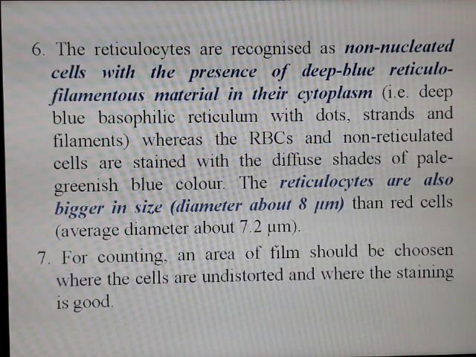Again, the reticulocytes are also larger in size. Their diameter is about 8 micrometers or 8 microns, whereas we know that the average diameter of a red blood cell is about 7.2 micrometers or 7.2 microns. Now, for counting, an area of the film should be chosen where the cells are undisturbed and where the staining is good.